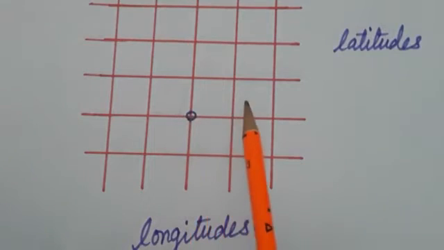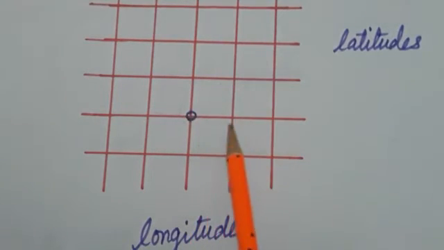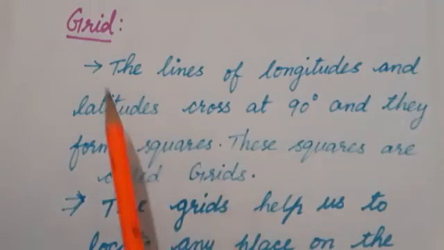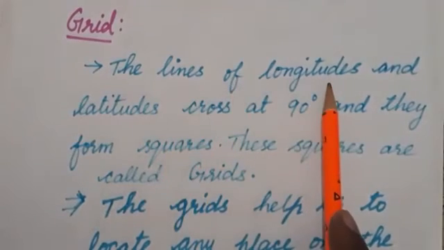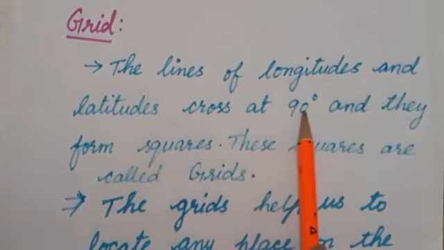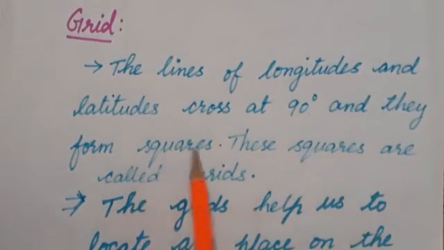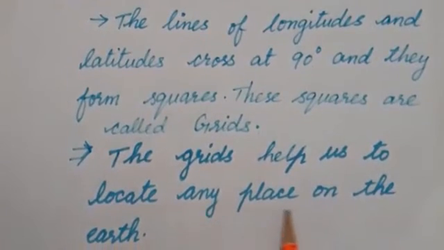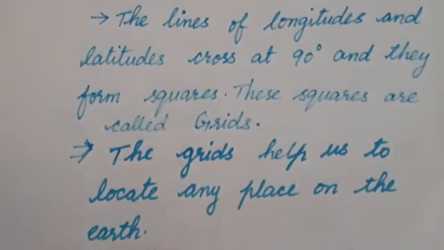If you want to locate a country or oceans or whatever it is, it can be located with the help of this grid. So what is a grid? The lines of longitudes and latitudes cross at 90 degrees and they form squares. These squares are called grids. The grids help us to locate any place on the earth. Okay children, hope you all have understood the topic.